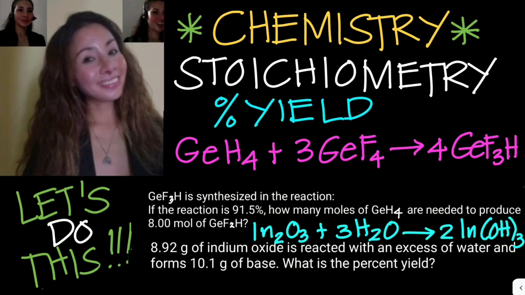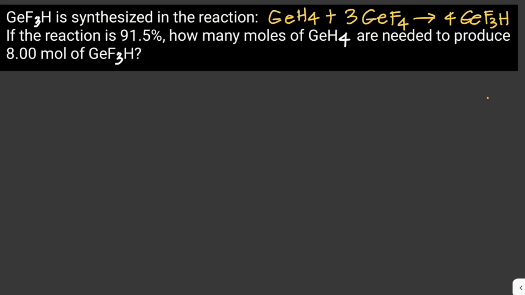In this video, you will learn how to solve different problems in stoichiometry. Let's solve this problem here. Germanium fluoride is synthesized in the reaction.